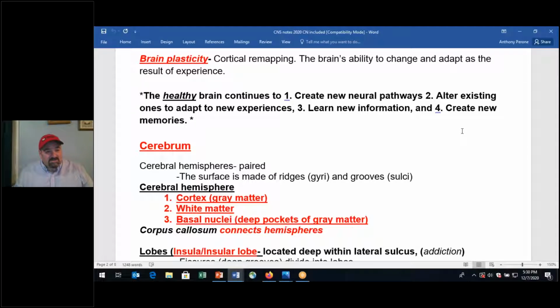and adapt as a result of experience, and also, for a young brain that has experienced some type of trauma and damage, to still be able, because of plasticity, to have other areas of the brain take over for the damaged areas. Okay, so look at this here, read this here. So the healthy brain continues to, 1, create new neural pathways, 2, alter existing ones as a result of new experiences that we're going through, 3, learn new information, and 4, create new memories.